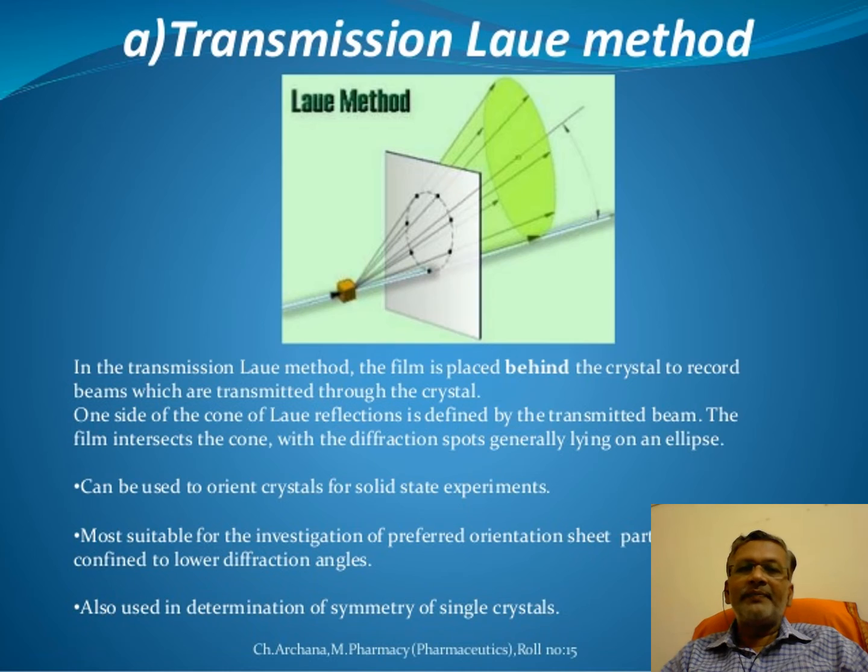Transmission by Laue's method. In the transmission Laue method, the film is placed behind the crystal to record the beams which are transmitted through the crystal. One side of the cone of Laue reflections is identified by the transmitted beam. The film intersects the cone with the diffraction spots generally lying on an ellipse. It can be used to orient crystals for solid state experiments. Most suitable for the investigation of preferred orientation at the lower diffraction angles, also used in the determination of symmetry of the single crystals.